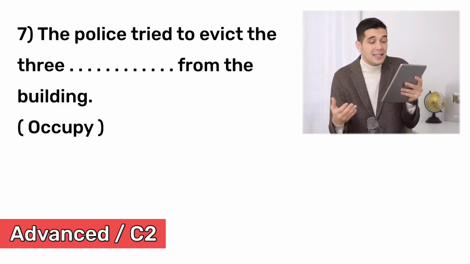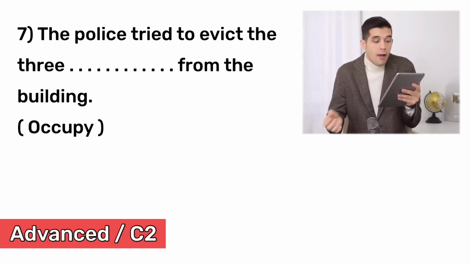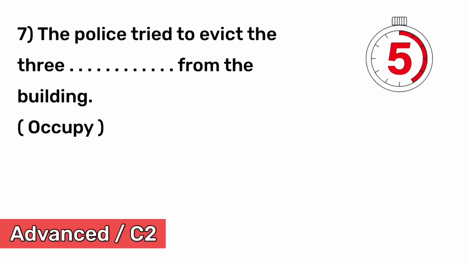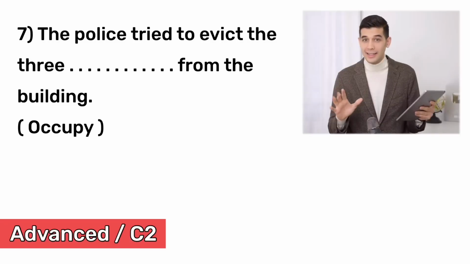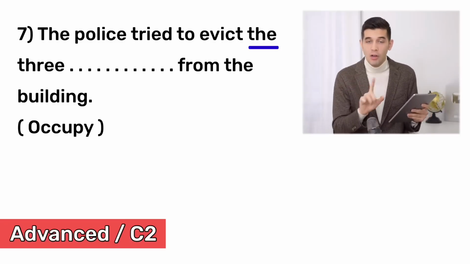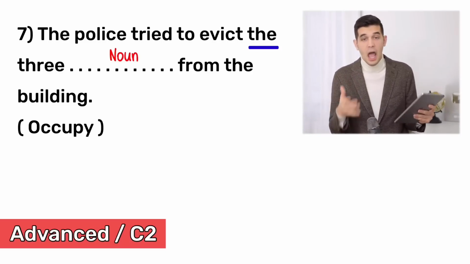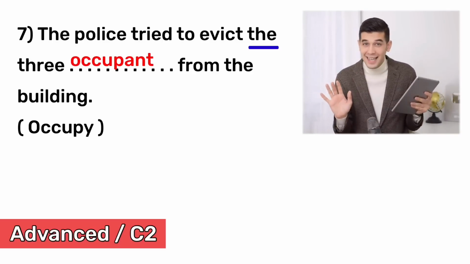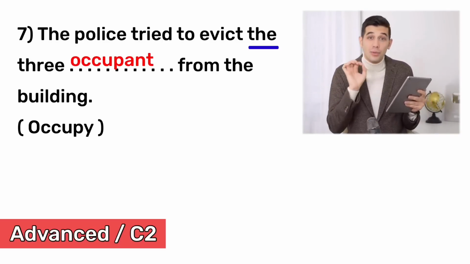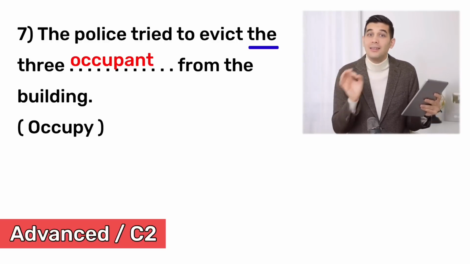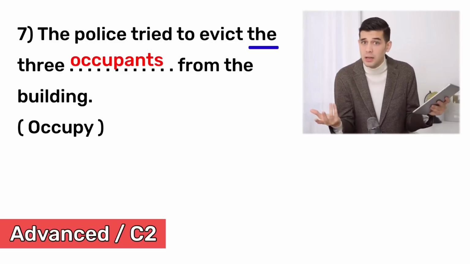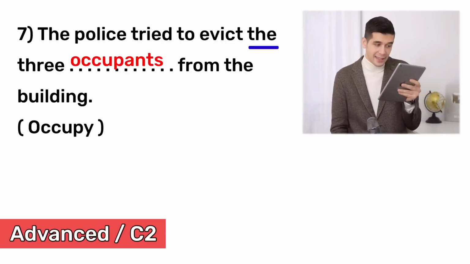The police tried to evict the 3 ___ from the building. And the word is occupy. All right, before the gap we have the, which means in the gap we need a noun. Occupy is a verb. What is the noun? Occupant. But that's not the answer. Why? Because we have the 3, so it should be plural. The 3 occupants. Occupant means resident, somebody who lives somewhere. Okay, moving on to question 8.